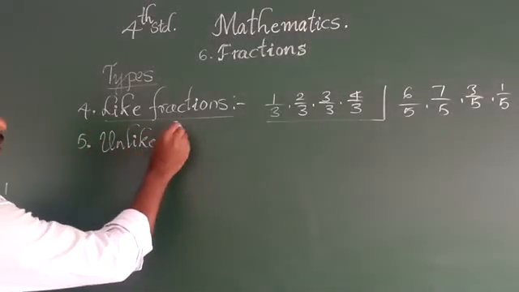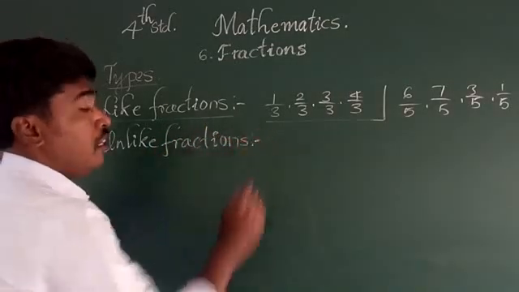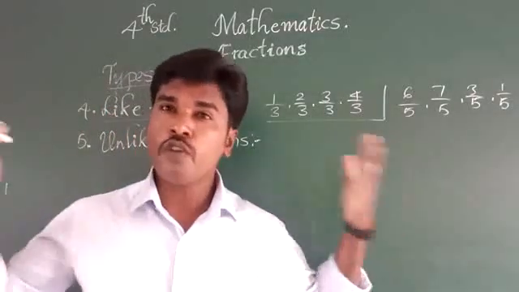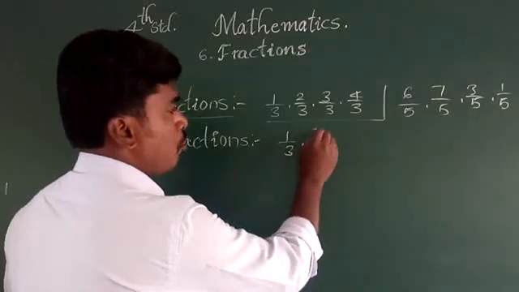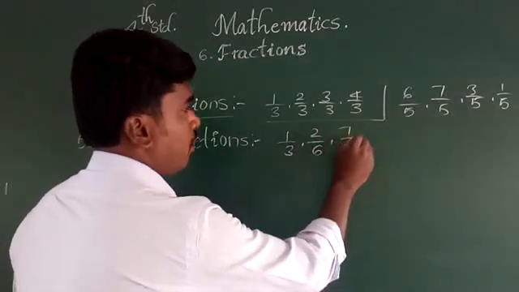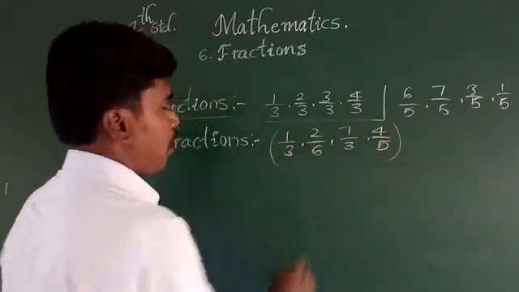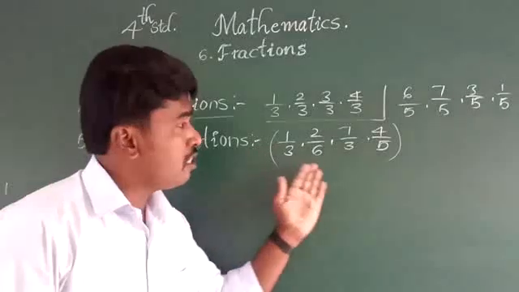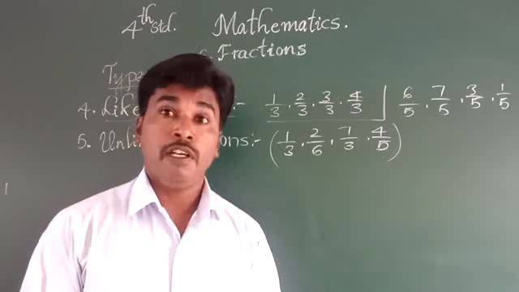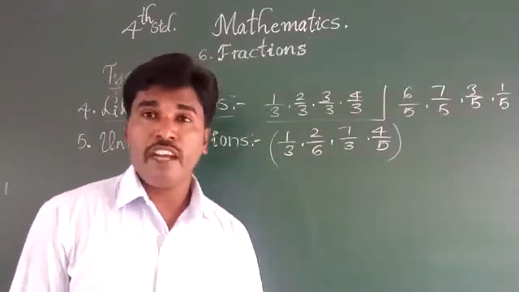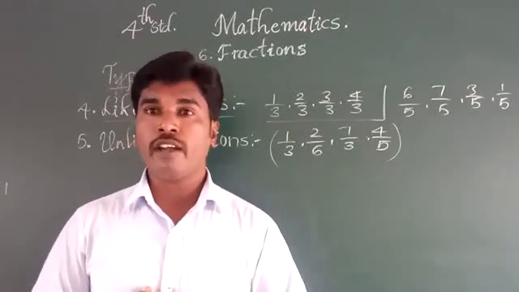Unlike fractions. Fractions whose denominators are different are called unlike fractions. For example, 1/3, 2/6, 7/3, 4/5. Observe this group of fractions. Is the denominator the same? The denominators are not the same. So if the denominators are not equal, those are called unlike fractions.